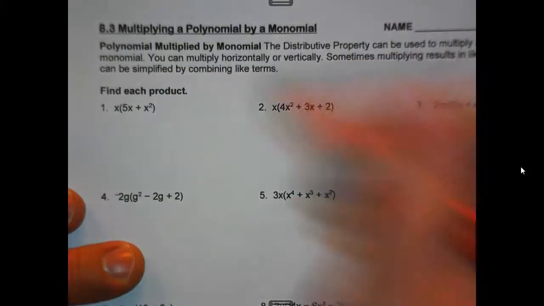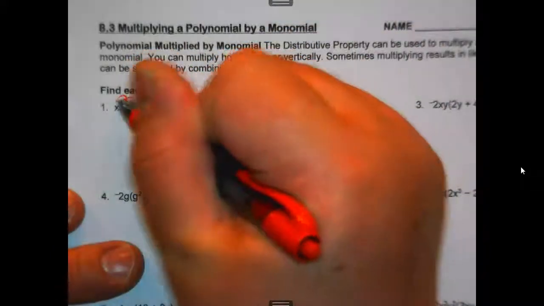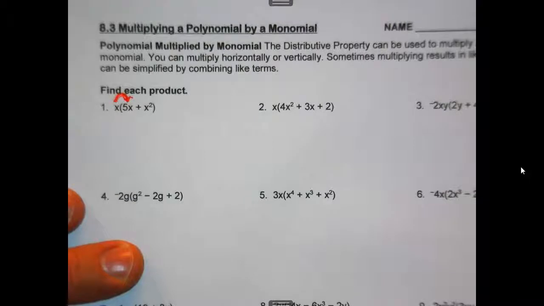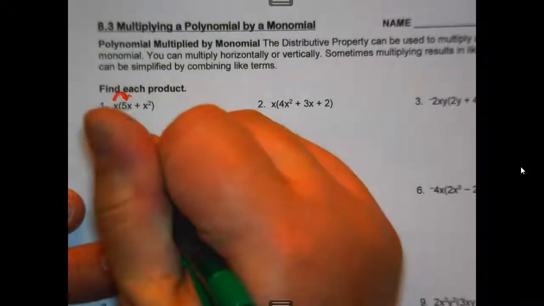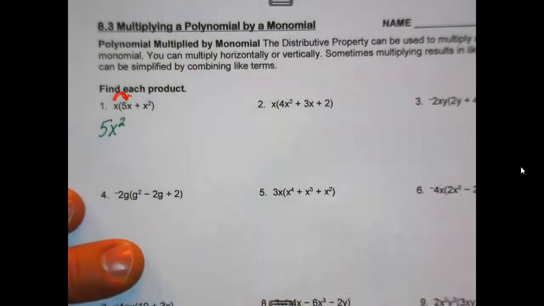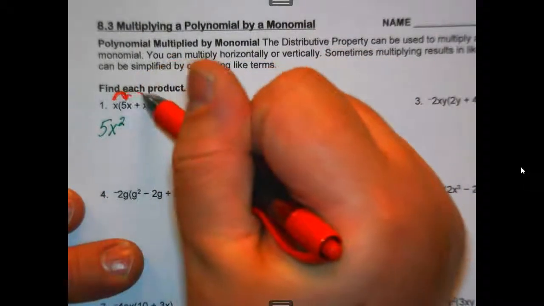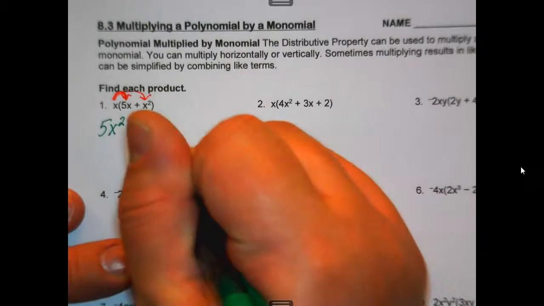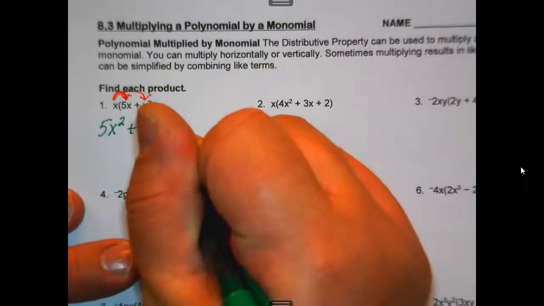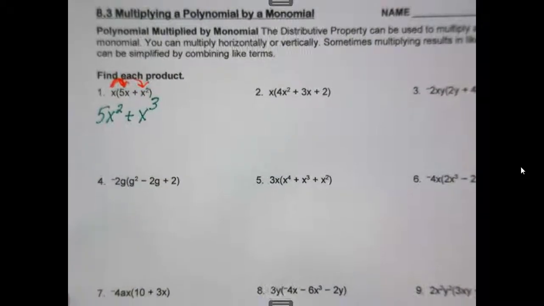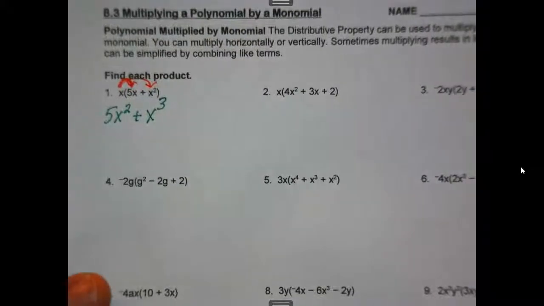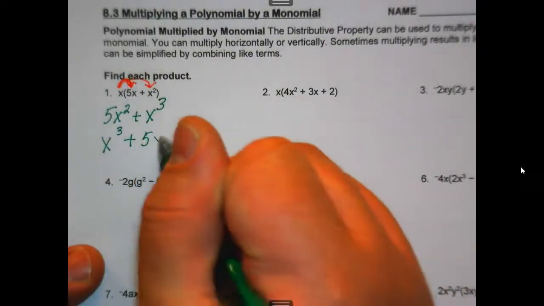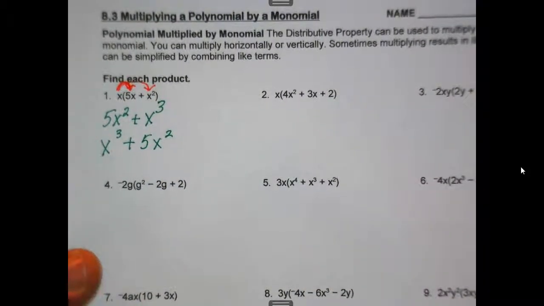Distribute. Okay? Or in back, right? It could be behind the parentheses. So x times 5x, 5x to the second, and x times a positive x squared, the positive x to the third. And if you really want to make your algebra teacher happy, you can put it in standard form. But that's just to get on your algebra teacher's good side.